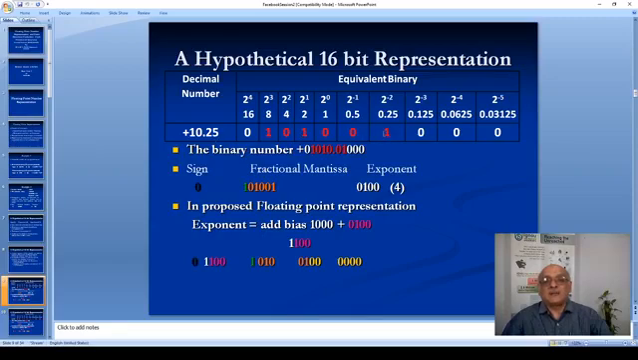0.25, there is a direct one over here. So this is 1010.01. Now, if I want to convert it into the hypothetical 16-bit representation, how big is my Mantissa? 12-bit. Now, what should be the exponent?